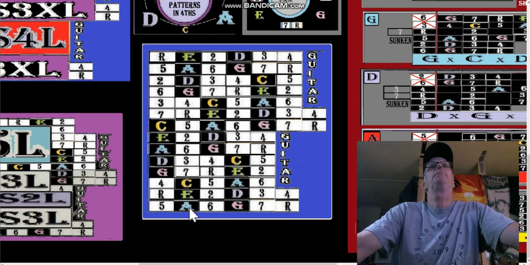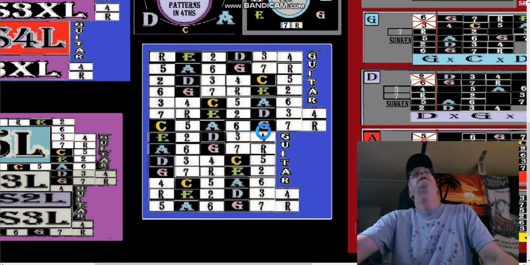The A string shape's 5, 6. The G string shape's 5, 6, 7. The fifth of G is D. The fifth of A is E. So they go up in fifths like that.